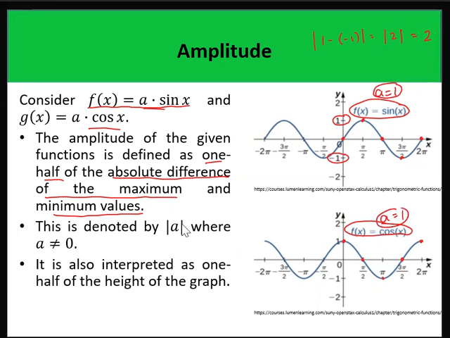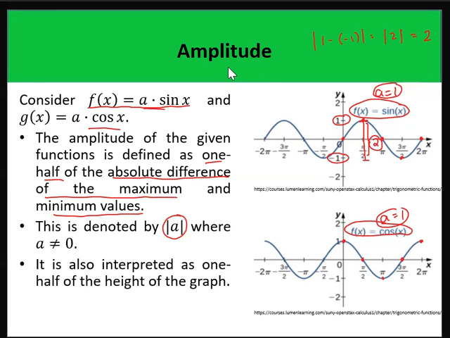Now, the amplitude is denoted by the absolute value of A, where A is not equal to 0. Because if A is equal to 0, then our functions will just become f of x equals 0 or g of x is equal to 0. Now, the amplitude is also interpreted as 1/2 of the height of the graph. So if you notice here, the height of the graph is 2. So this height is equal to 2. And then if we get half of this, we get 1, which is the amplitude of the basic sine and basic cosine functions.